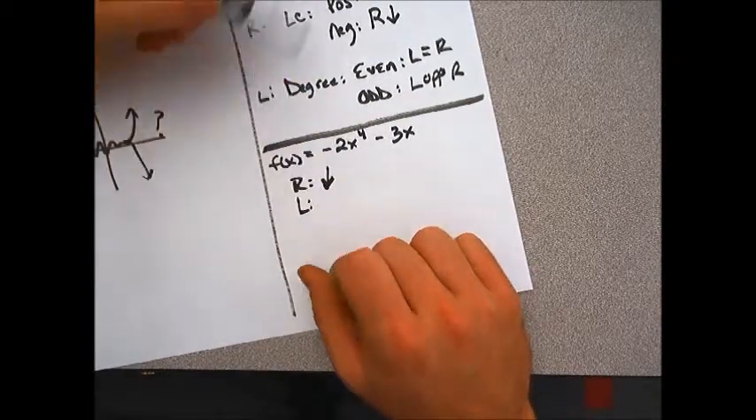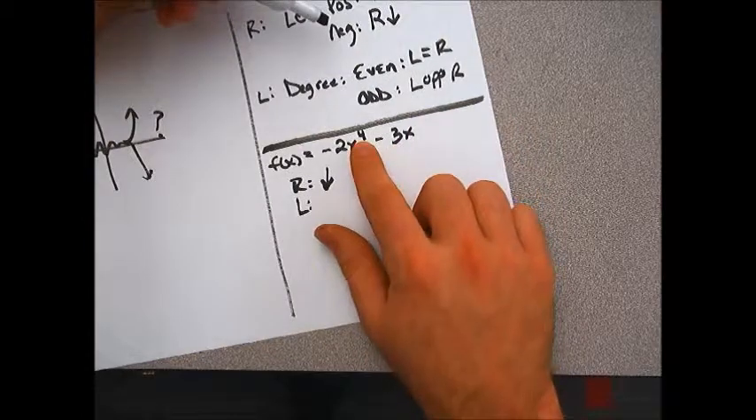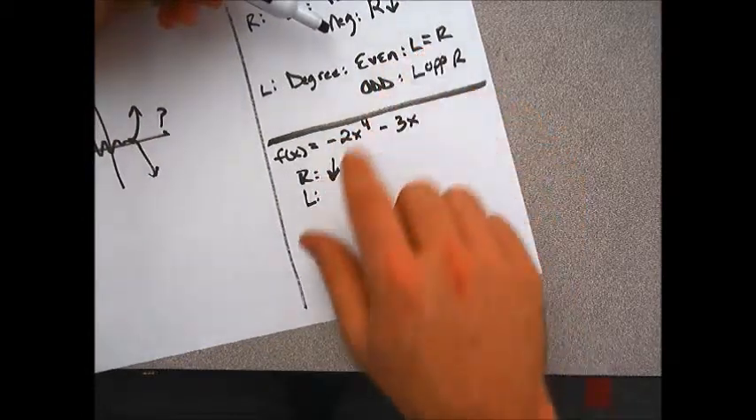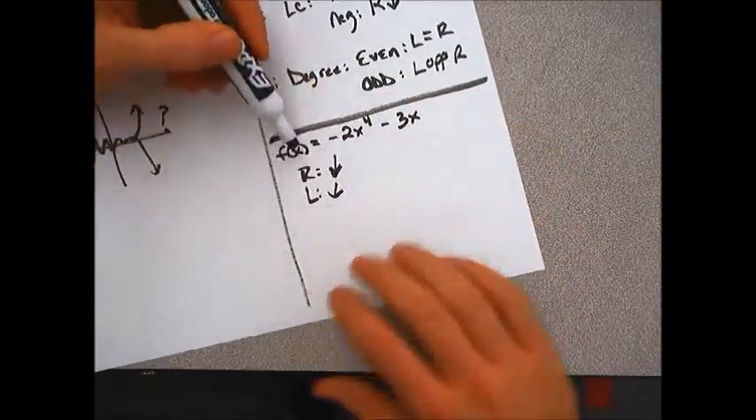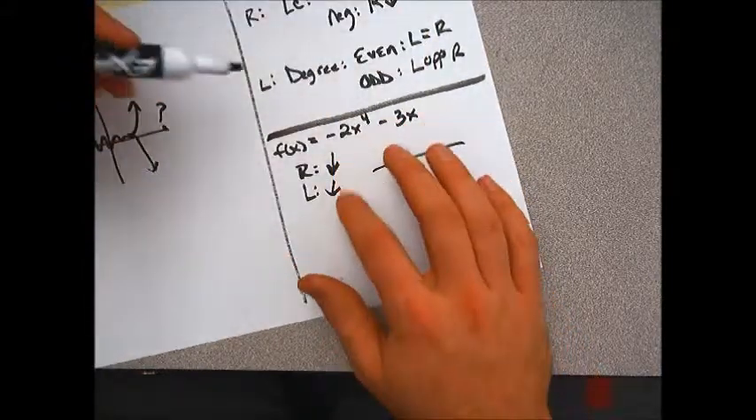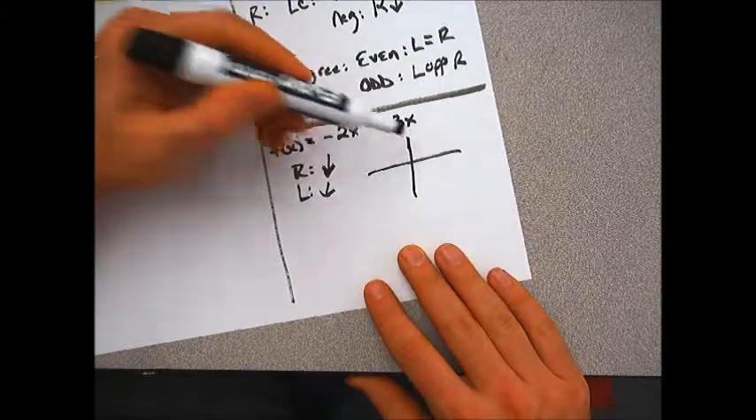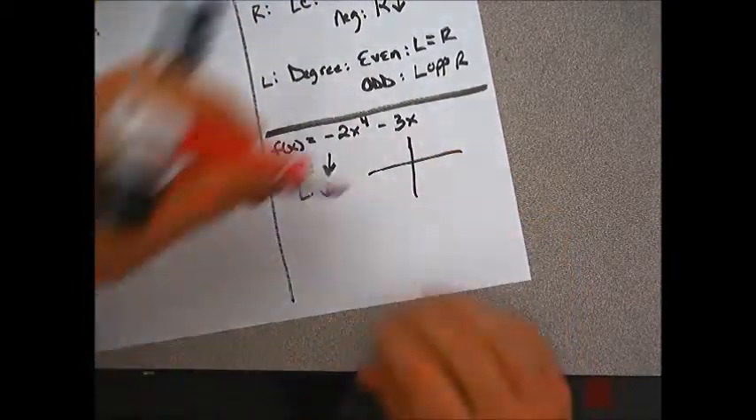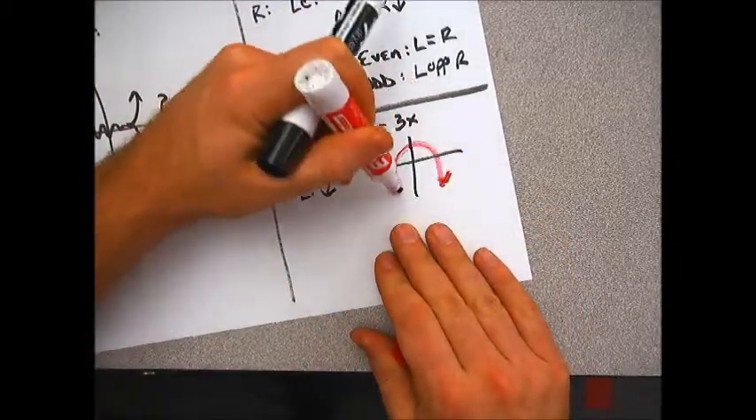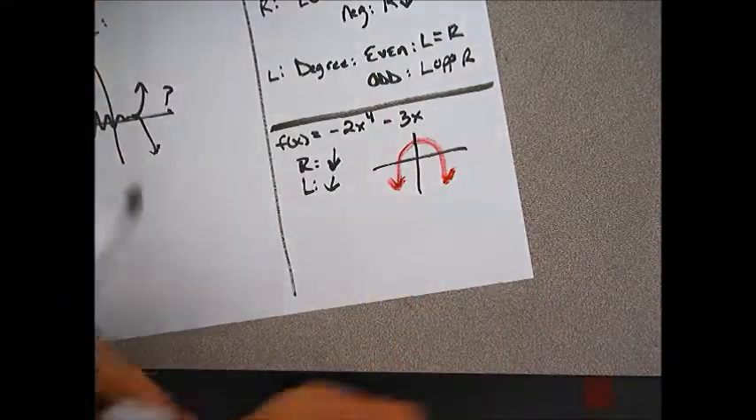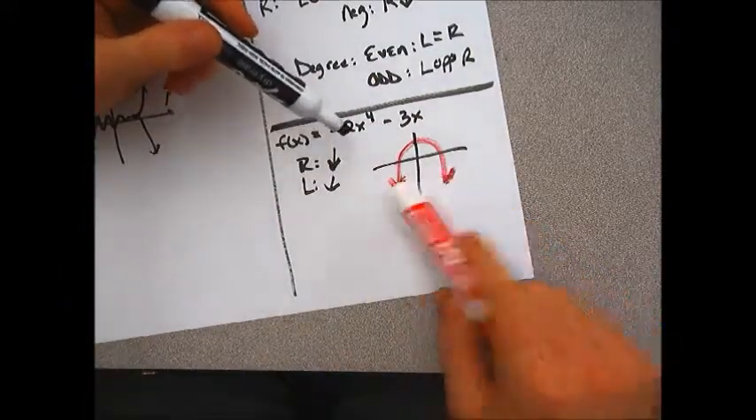Then I want to look at the left. And the left, what do I see? Even. Even, equal. So the left does the same thing, and the left goes down. Now, this isn't how we write our answer, but this is how we find out the information. So, what would a graph look like where both the left and the right are going down? Kind of like a parabola that is flipped.